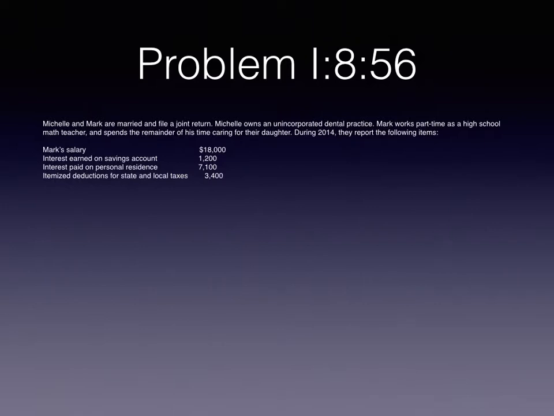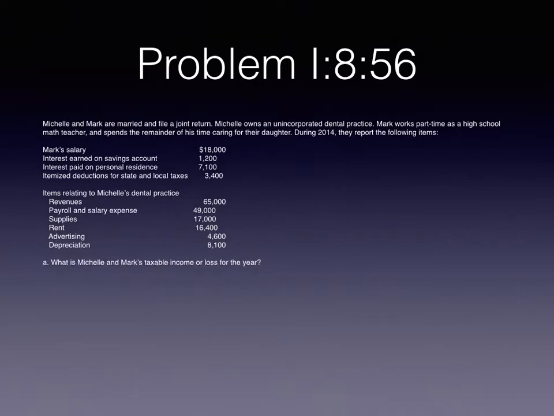for state and local taxes, and then we have some separate items related to Michelle's dental practice, which she owns and is unincorporated. We've got revenues, and then basically a bunch of expenses. Question A, what is Michelle and Mark's taxable income or loss for the year? And B, what is Michelle and Mark's net operating loss for the year?